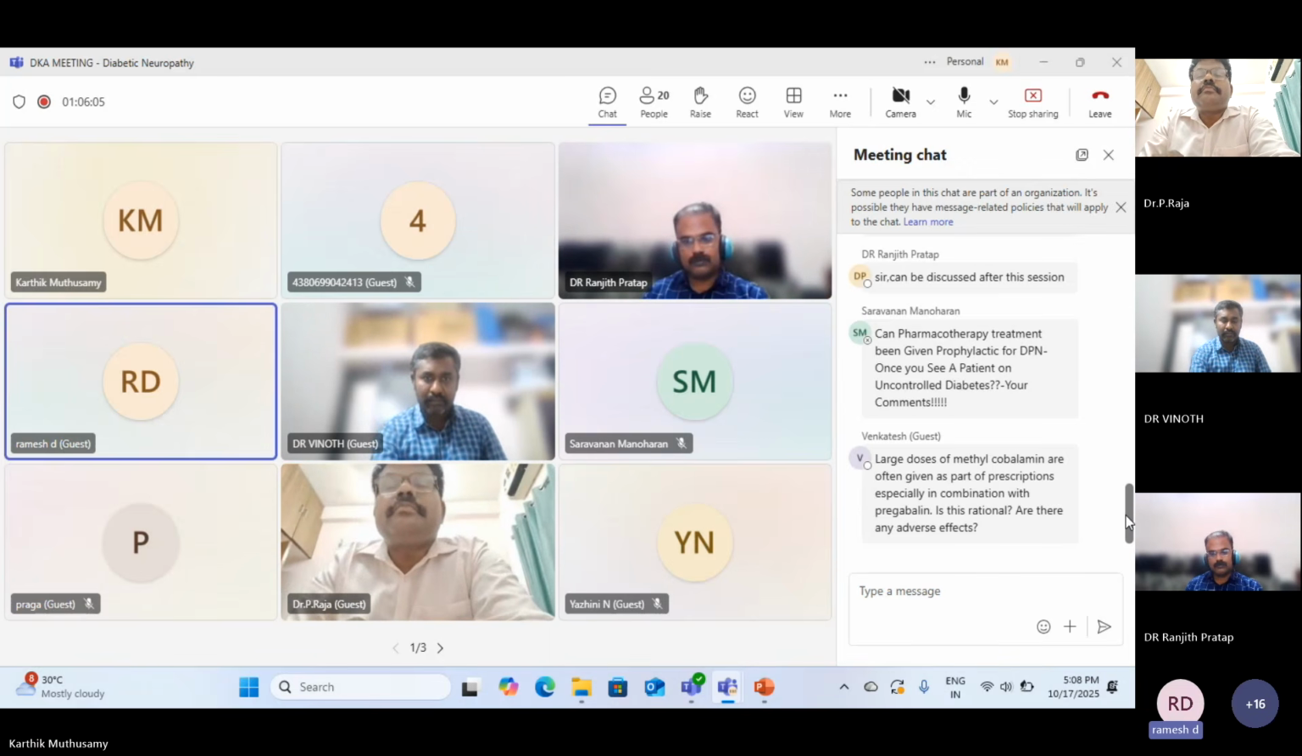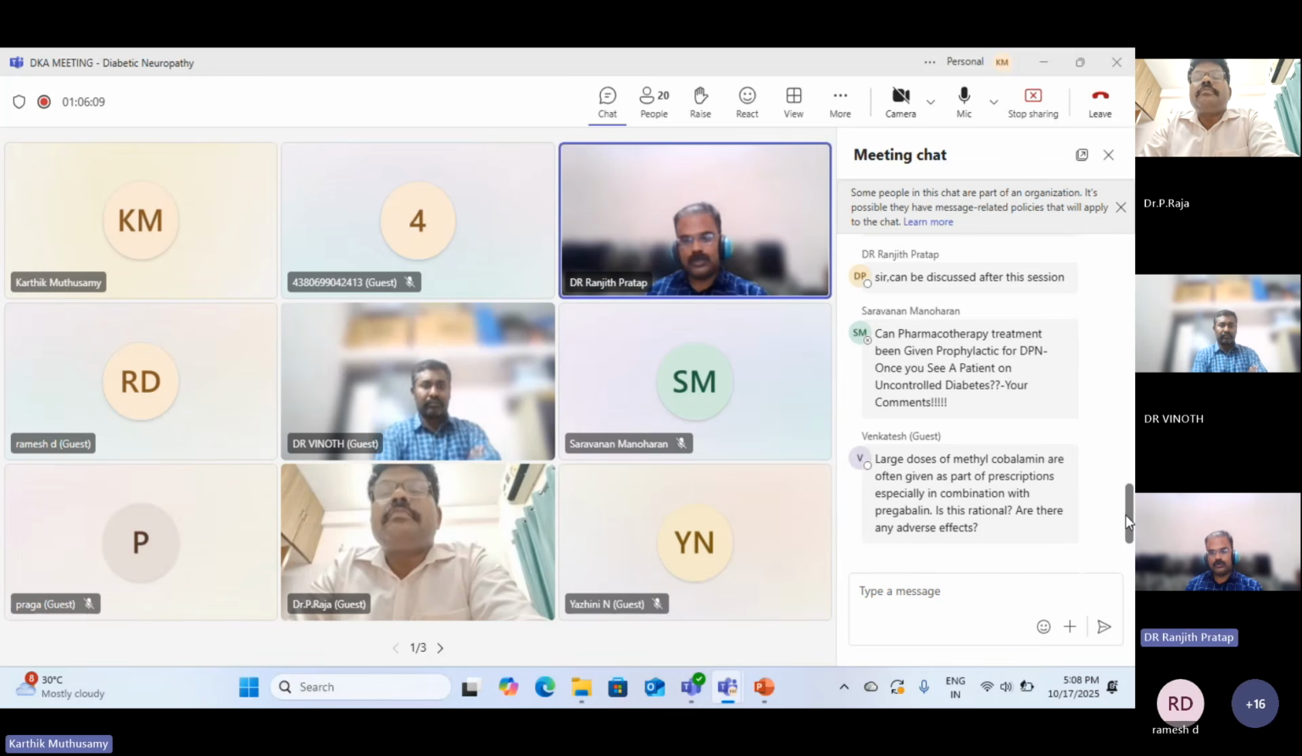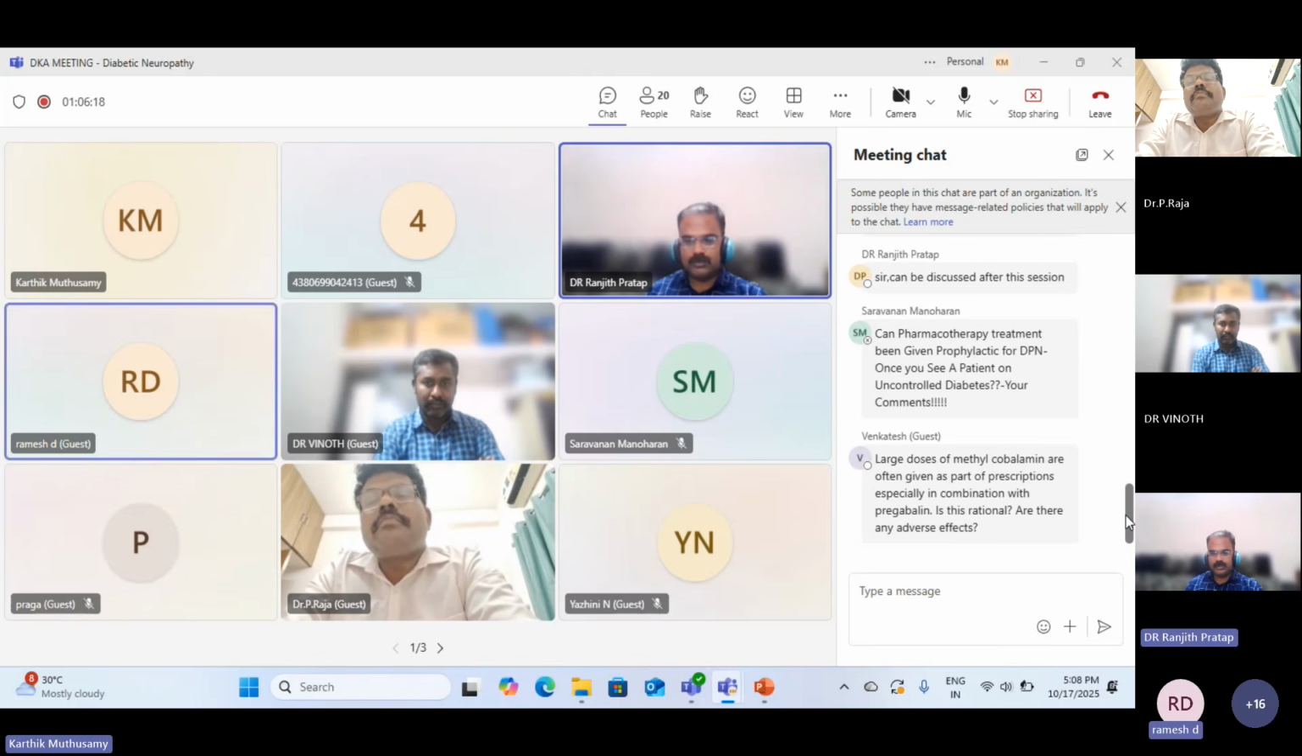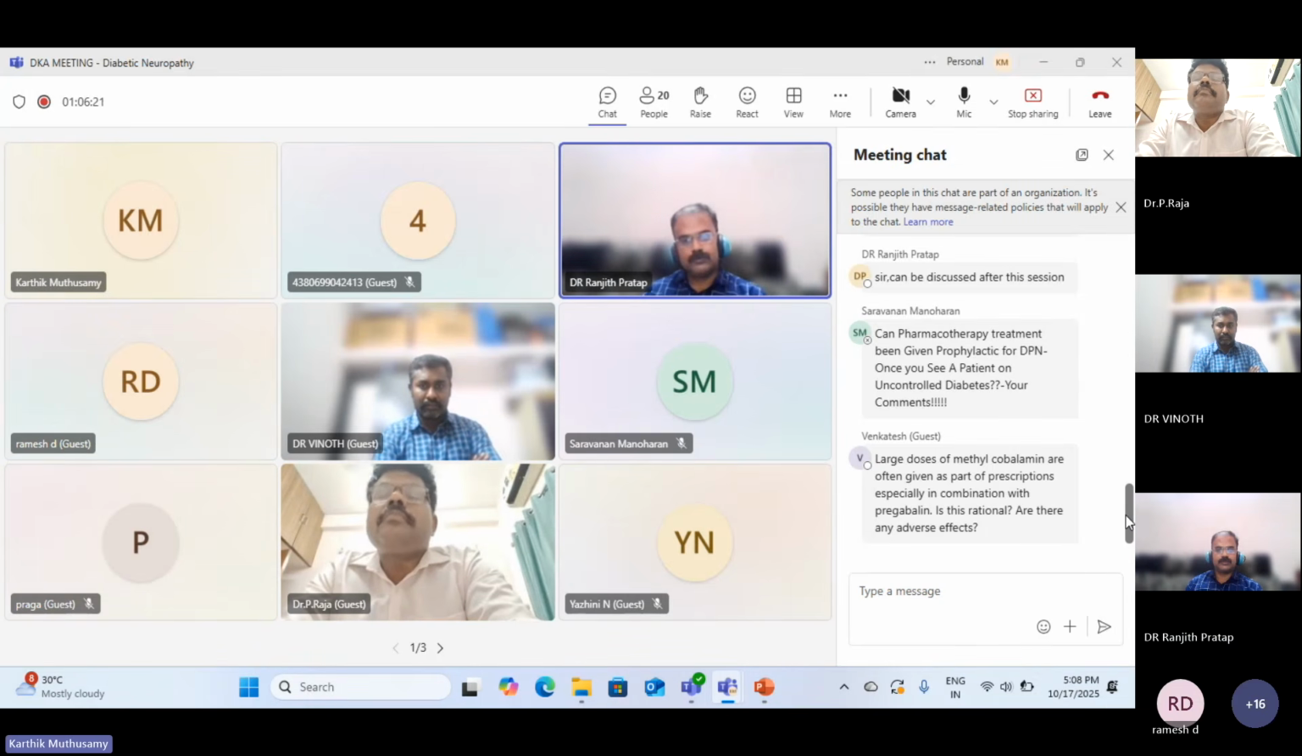What about large doses of methylcobalamin, which are often given as part of prescriptions, especially in combination with pregabalin? Is this rational? Are there any adverse effects?